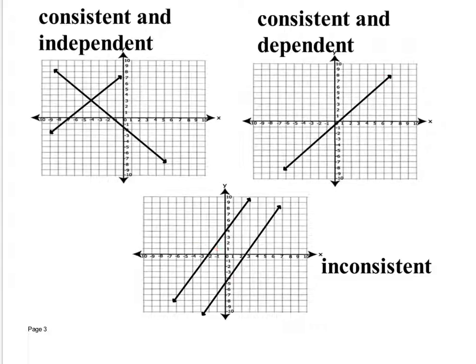And this is what we call inconsistent. Inconsistent because it has no solution. The only way they don't have a solution is if the lines are parallel to each other. That's the only way they're inconsistent. That's the only way they don't have a solution.